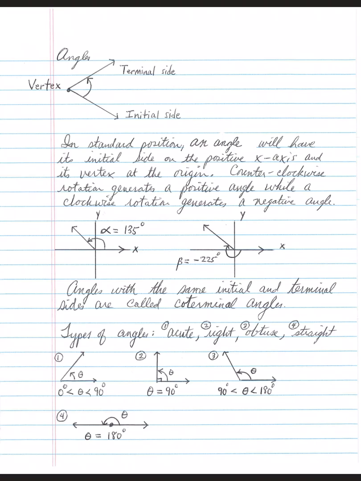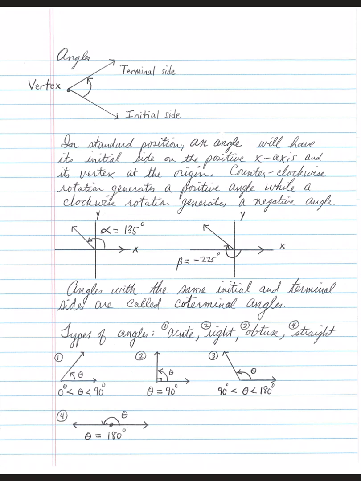Hello, welcome. Let's start off by discussing some vocab related to angles. A vertex is where your angle is pivoted, and you begin your angle on the initial side. Pivot, and wherever your angle ends, that's called your terminal side. In standard position, an angle will have its initial side on the positive x-axis and its vertex at the origin.